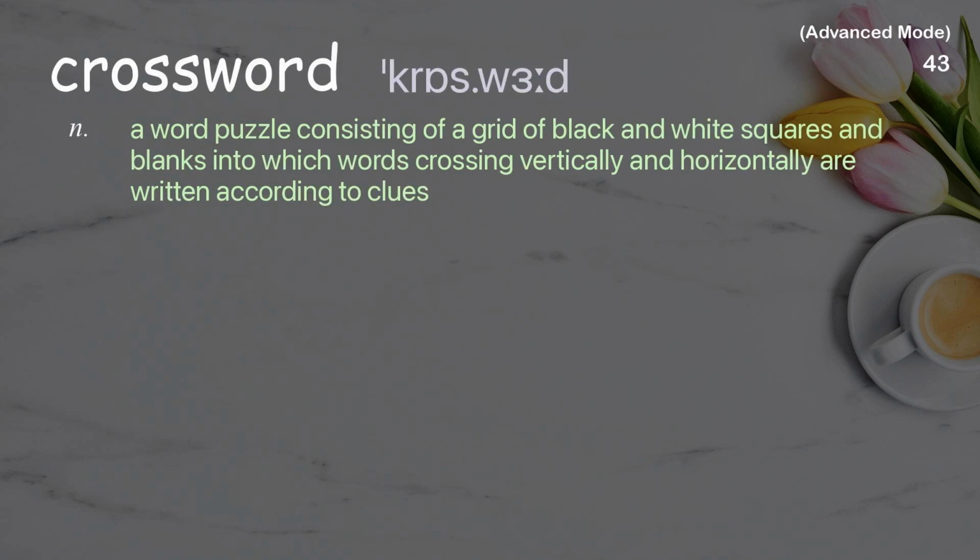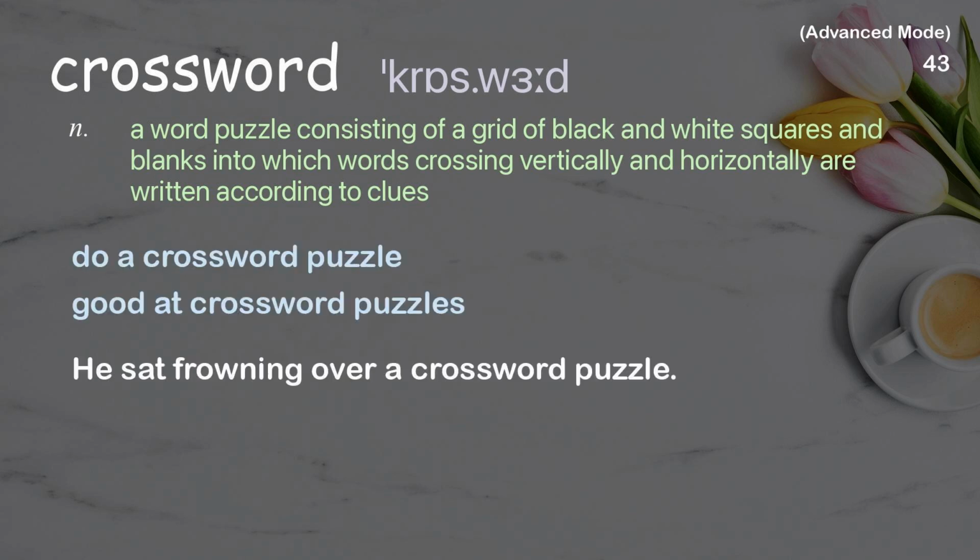Crossword. A word puzzle, consisting of a grid of black and white squares and blanks into which words, crossing vertically and horizontally, are written according to clues. Examples: Do a crossword puzzle. Good at crossword puzzles. He sat frowning over a crossword puzzle.